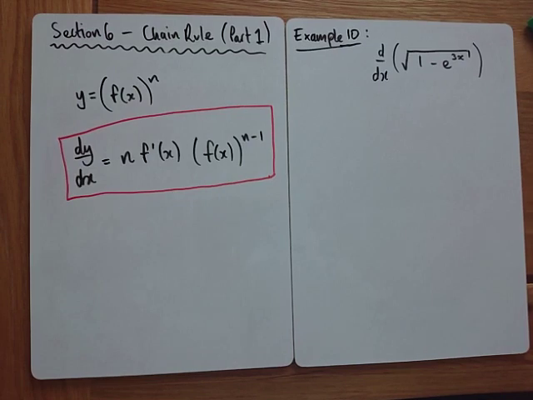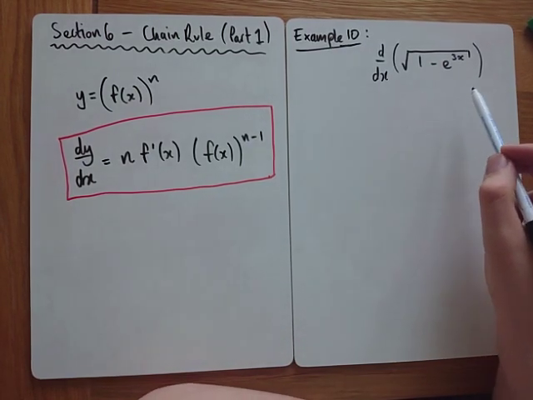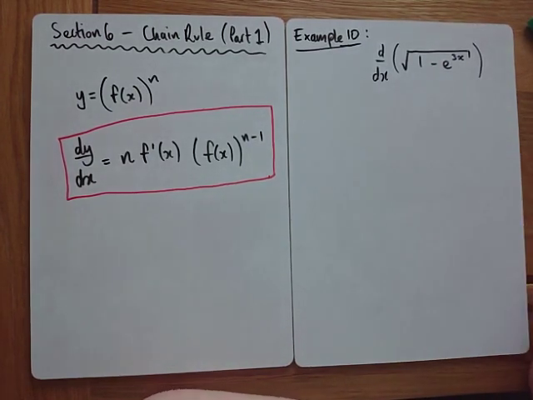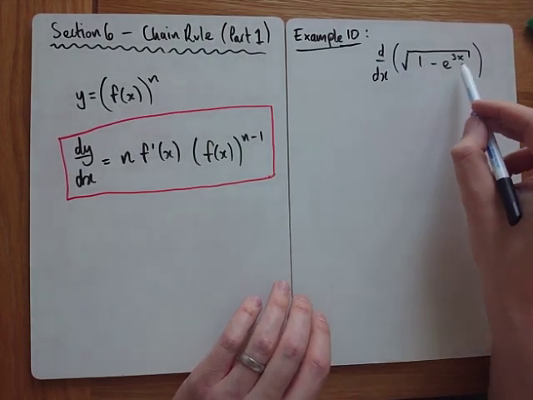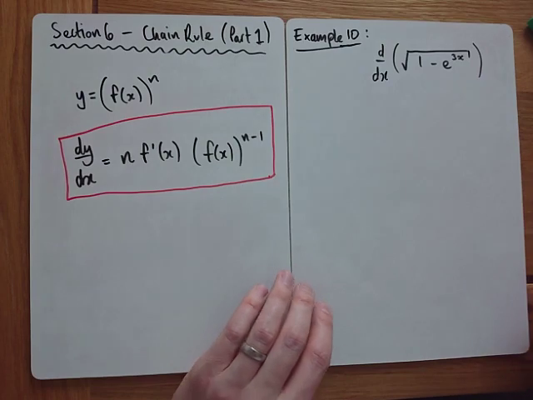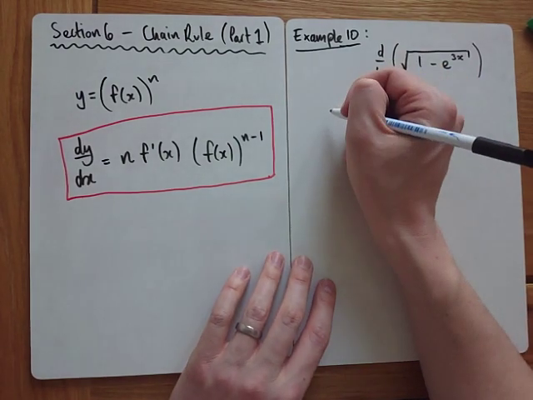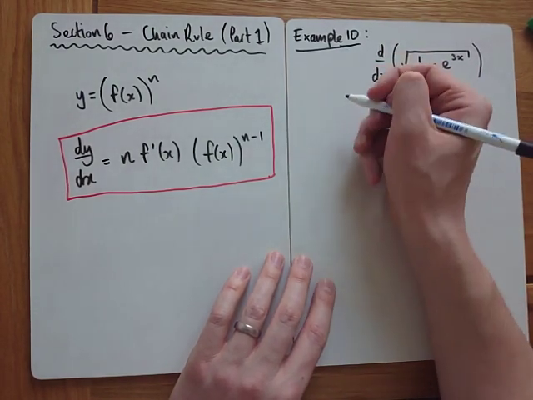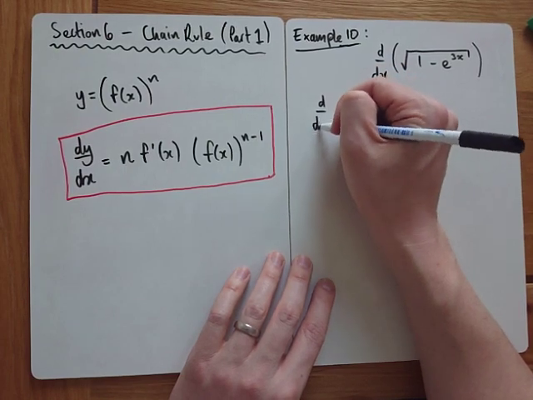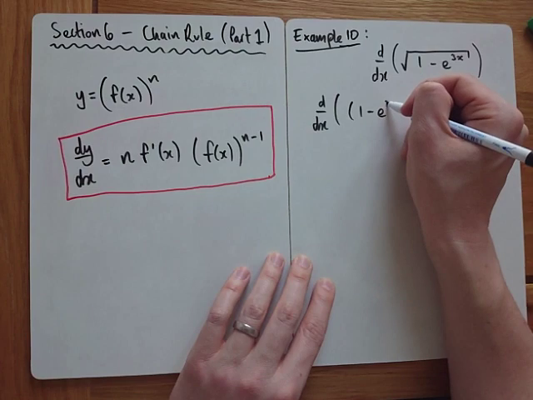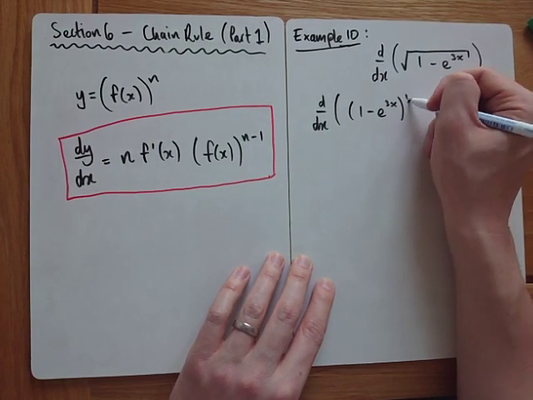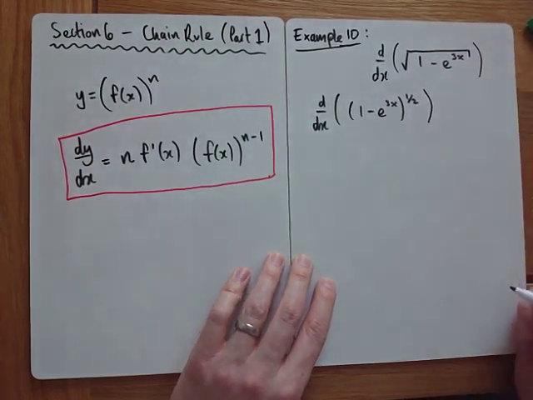Example 10 wants us to differentiate the square root of 1 minus e to the 3x. Again, just be careful, it is a bracket to a power, it is a function inside another function. Okay, so I'm going to start by writing this as 1 minus e to the 3x to the power of half.